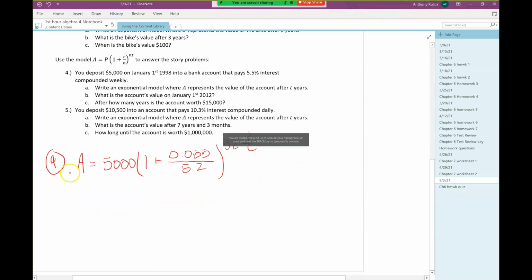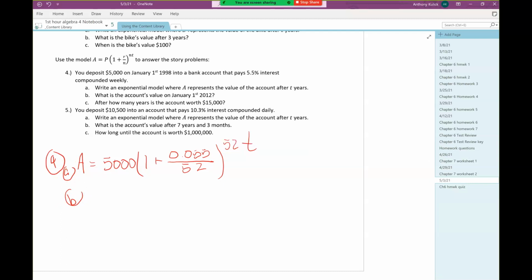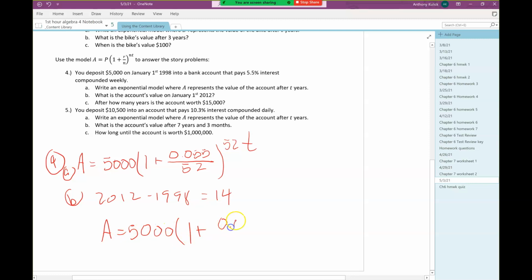It says, what will the account's value be on January 1st of 2012? So 2012 from 1998 is 14 years later. So I'm just going to take my model that I wrote in part A and plug 14 in for T.